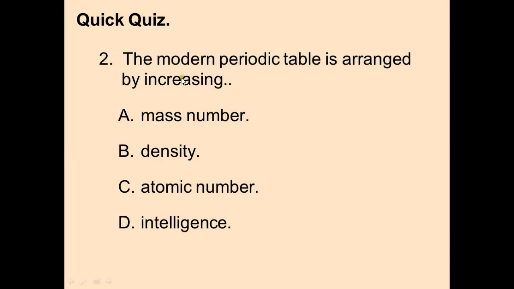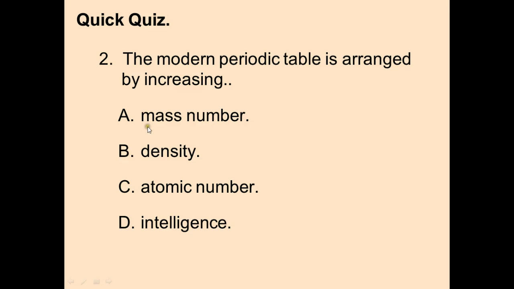And here's question 2. The modern periodic table is arranged by increasing A, mass number, B, density, C, atomic number, or D, intelligence. You can eliminate B and D because D is just ridiculous, and there's nothing really about density on the periodic table. And when you look at your periodic table, you see the elements are arranged from 1, 2, 3, 4, 5, 6, and that is the atomic number. So it is arranged by increasing atomic number.